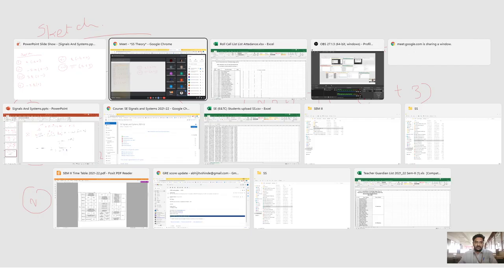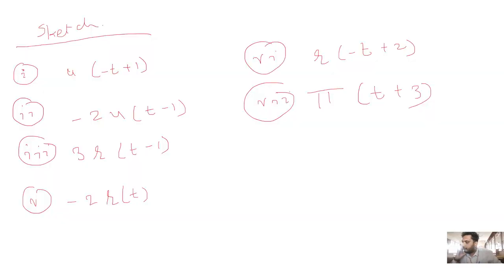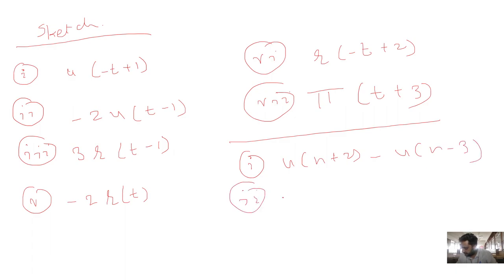Write this down. Next time we are going to see how to sketch this. One more interesting thing, I will give you two more to sketch: u of n plus 2 minus u of n minus 3, and u of minus n plus 2 minus u of n. How many are there? This is 4, this is 5, and this is 6, so 6, 7, 8. Eight you are going to sketch. Am I clear?